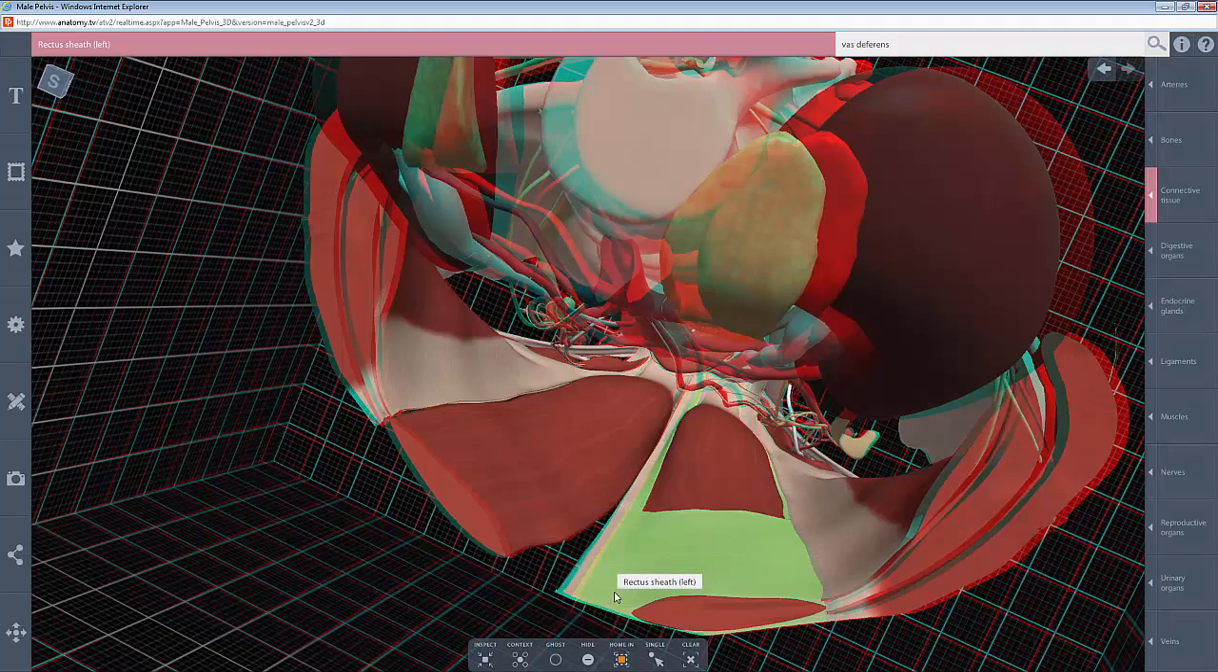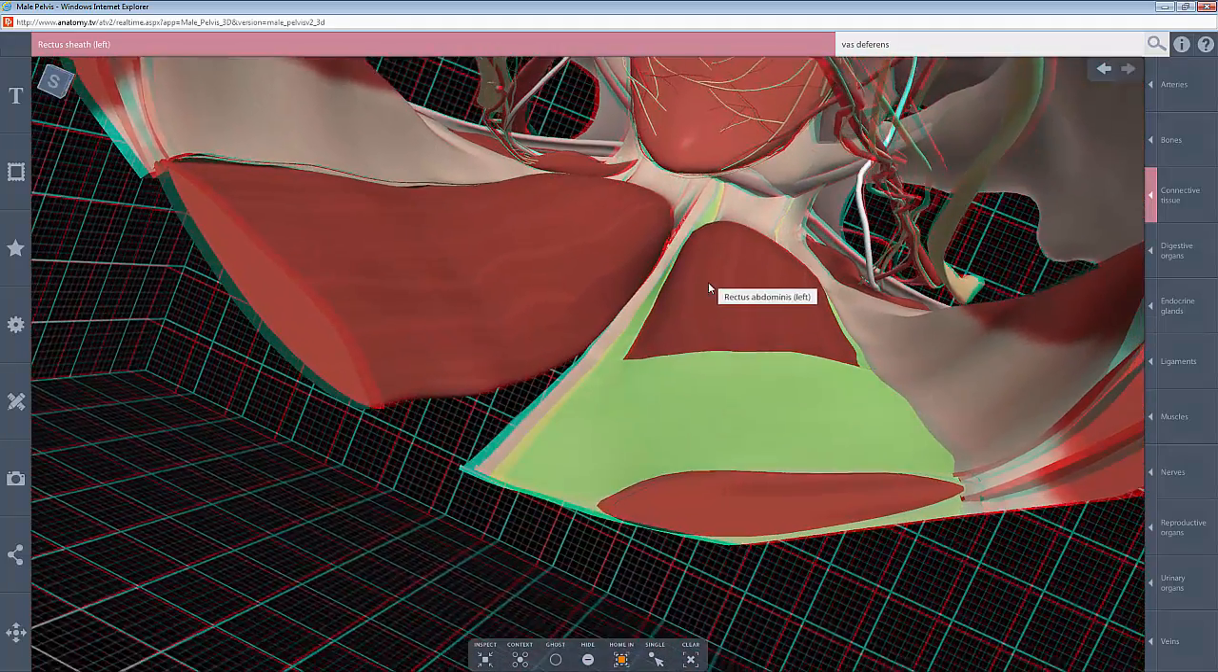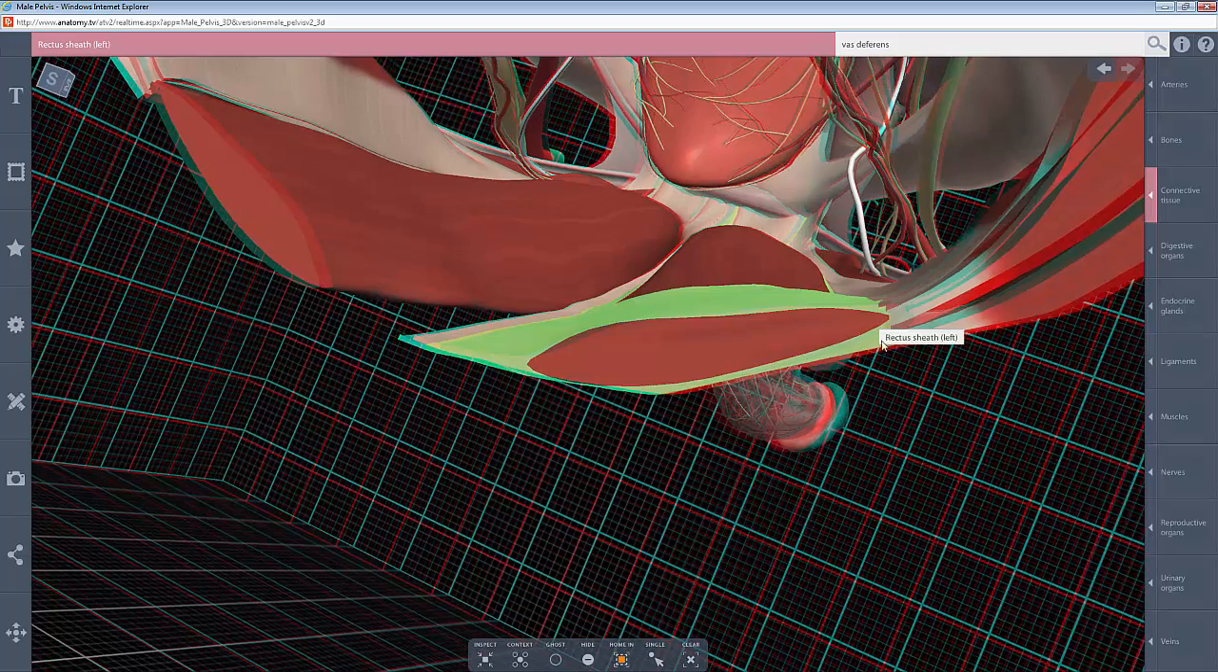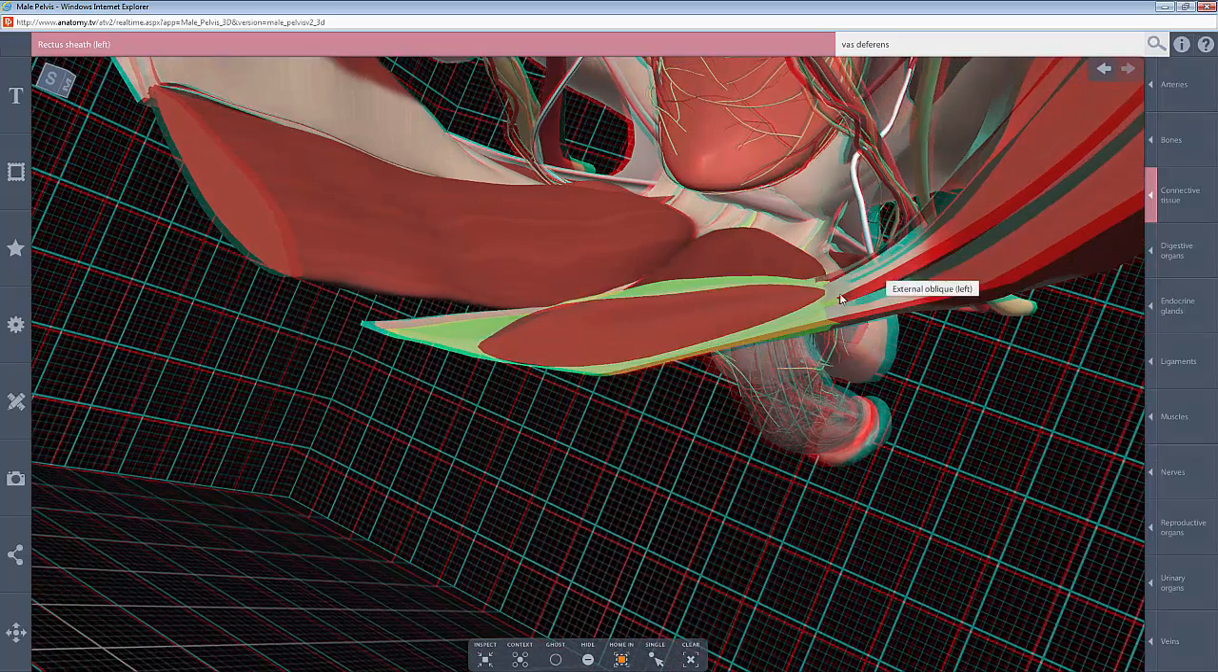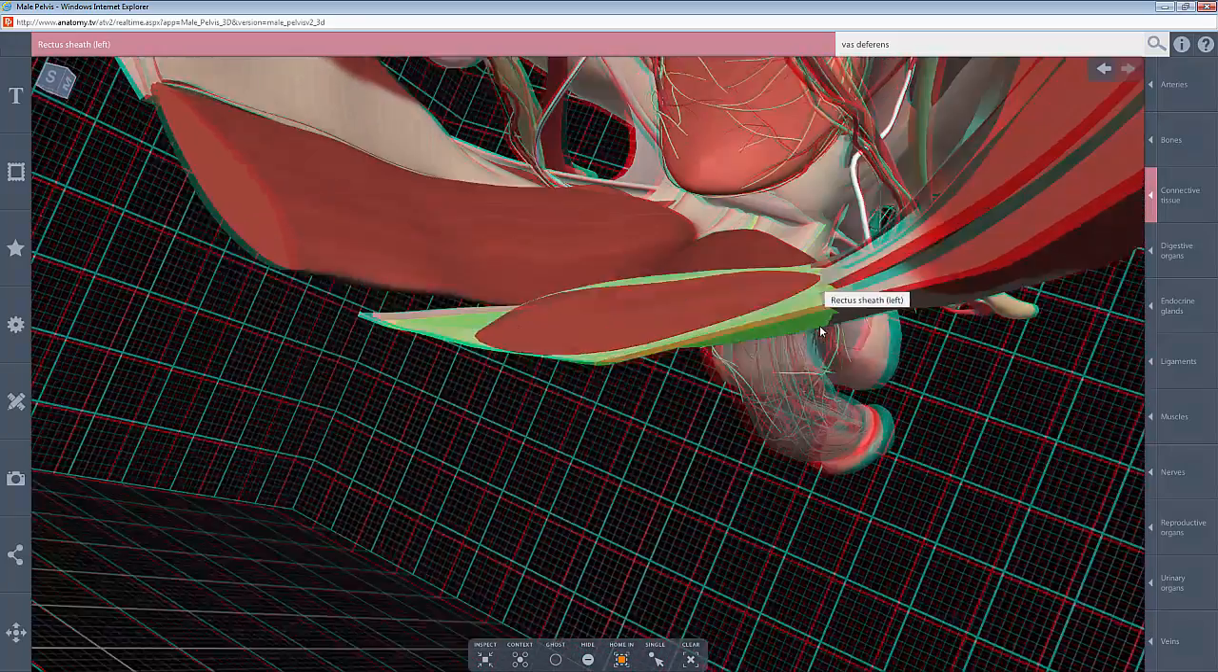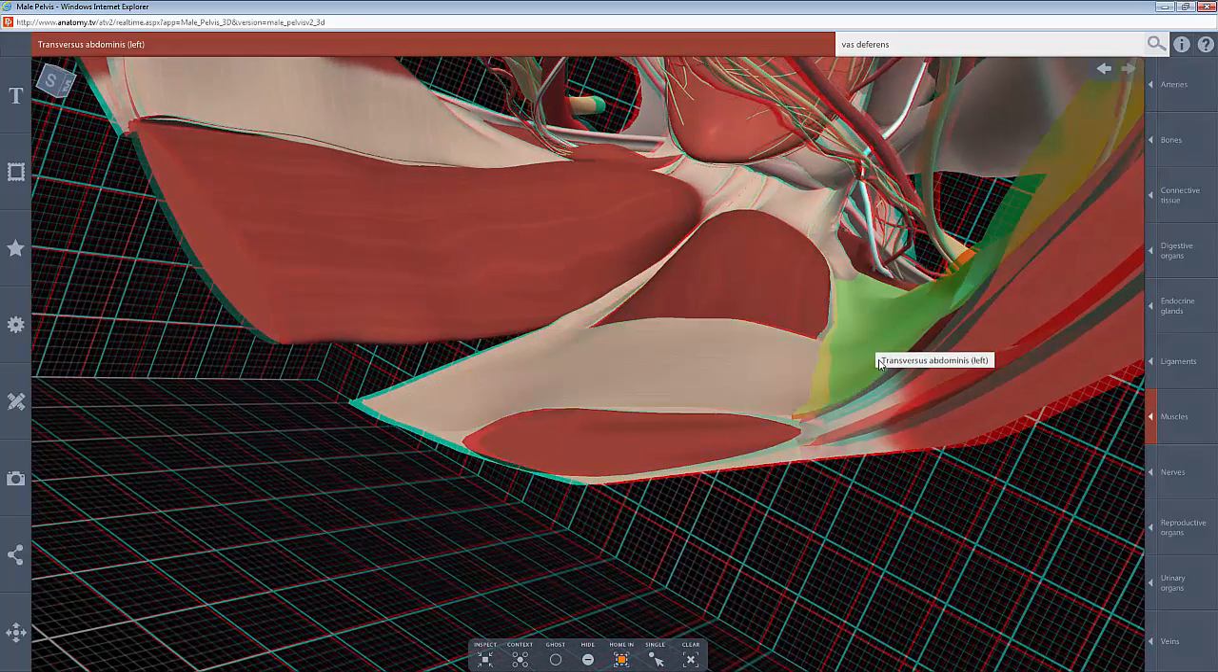Up here the internal oblique splits, and so we have the rectus abdominis enclosed in part of the internal oblique aponeuroses first. Anteriorly, external oblique, internal oblique. Posteriorly, we have the transversus abdominis blended together with the fascia of the internal oblique.